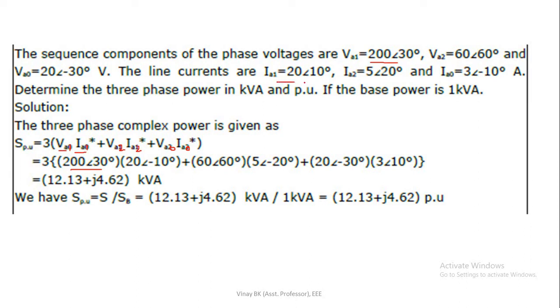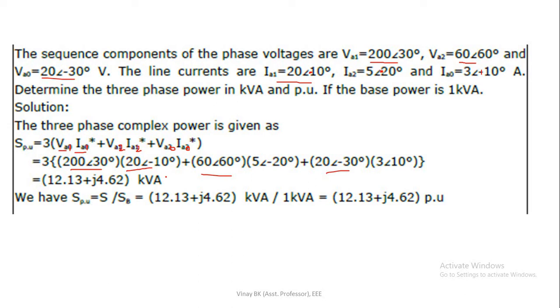IA1 is 20 at an angle of 10 degrees. Conjugate is nothing but minus 10. Okay, substituted. Similarly, VA2 is 60 at an angle of 60 degrees into IA2, which is 5 at an angle of 20. Conjugate is nothing but 5 at an angle of minus 20. Similarly, VA0 is 20 at an angle of minus 30 degrees into 3 at an angle of minus 10. Conjugate is nothing but plus 10.